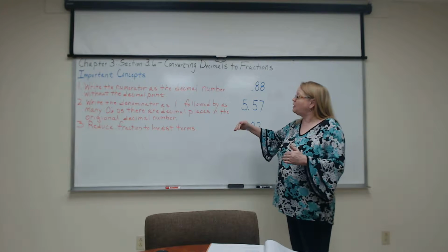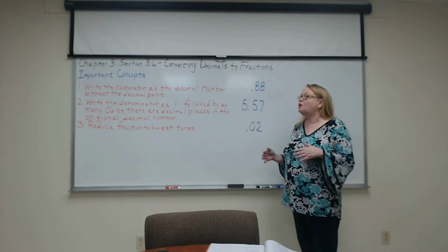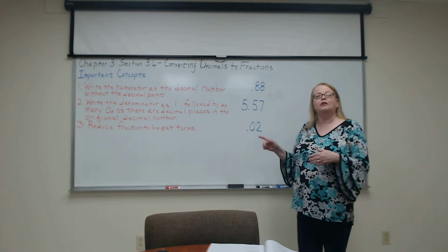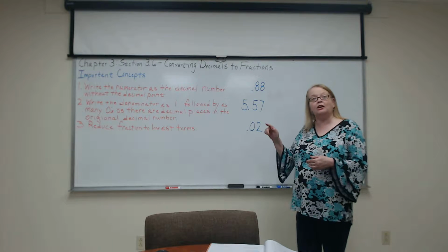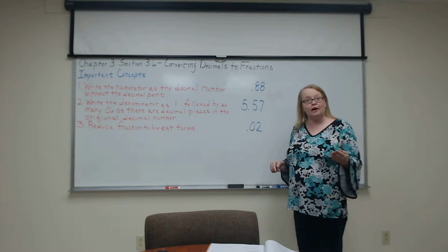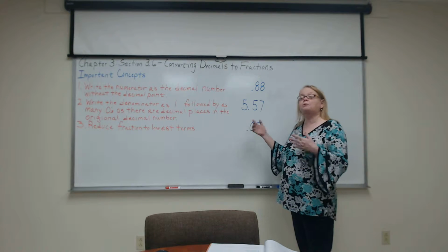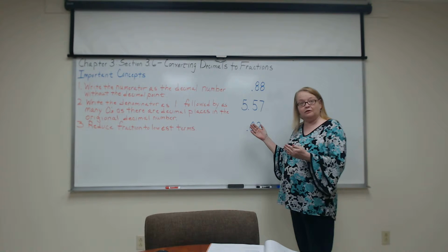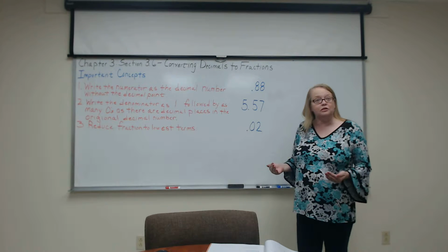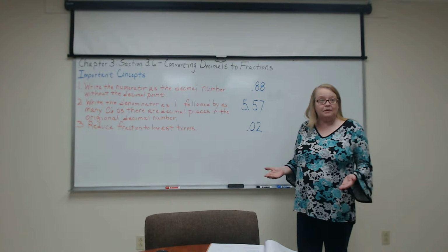So really the first thing that we need to do, you're going to write the numerator as the decimal number without the decimal point. So basically we're just going to write the decimal. Then we're going to make our division line or our fraction line. And then we're going to write the denominator as a 1. And then we're going to count the number of decimal places that there are in the original decimal, and we're going to add that number of zeros to our denominator. So the final step then would be to reduce.